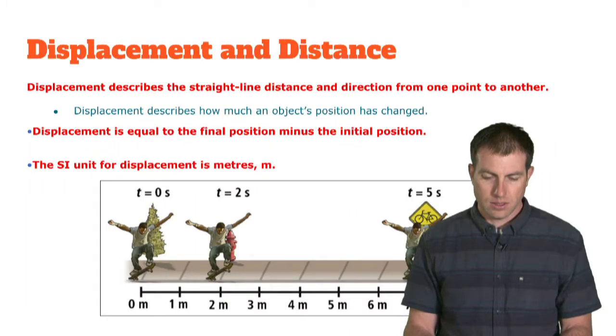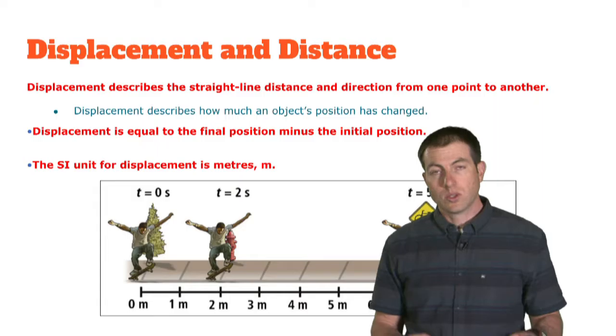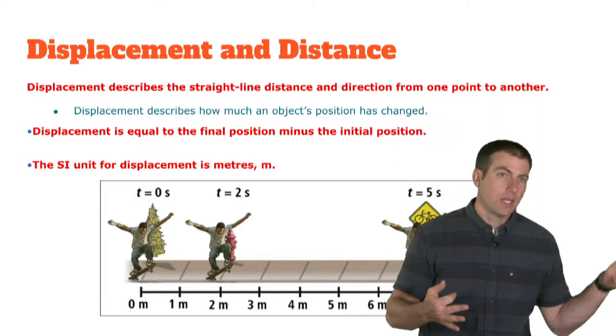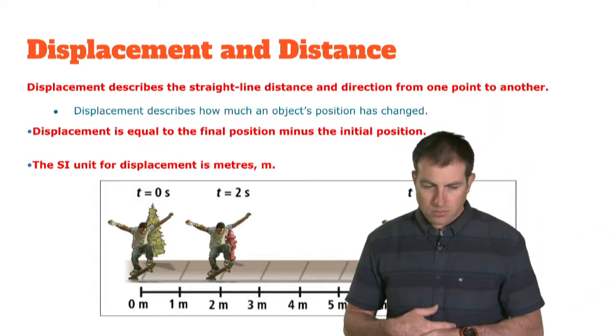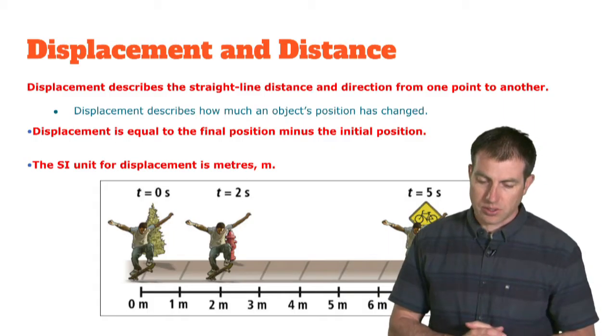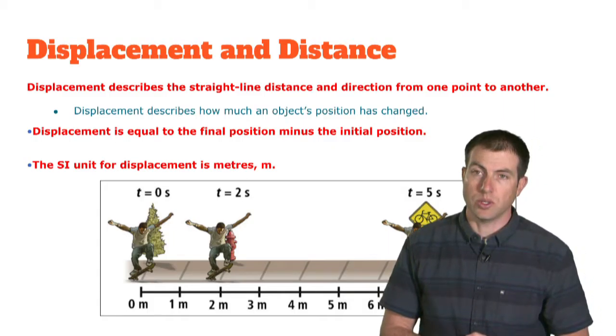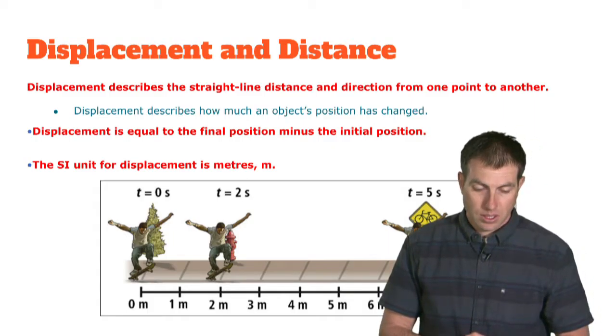So far we have distance, we have position. Now we're going to talk about displacement. Displacement is the straight line distance and direction from one point to another. Displacement is equal to the final position minus the initial position.